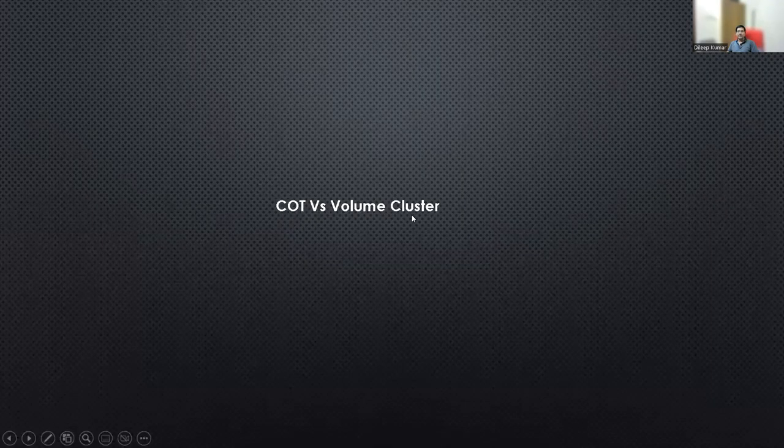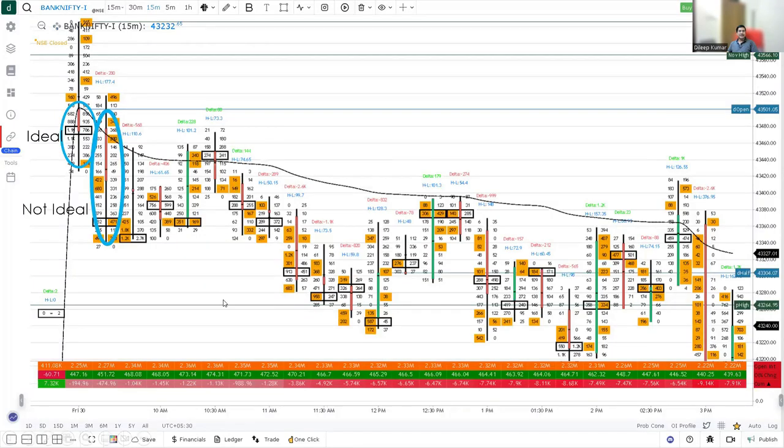We also have COT versus volume cluster. So what is it? There is not much of a difference between COT and volume cluster. COT is the area where the maximum volume is present, whereas volume cluster is the surrounding overall area. So let's say this is a candle. This is where the maximum amount of traders have been committed in that candle. And around that itself, most of the time, the volumes, a little lesser than the COT, will be around that, indicating the traders have exchanged trades at that level.